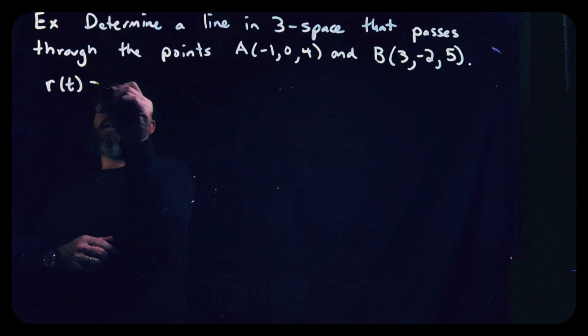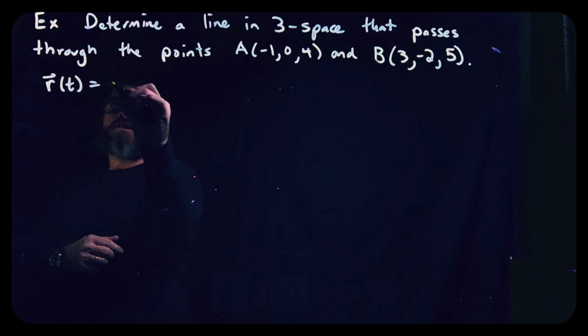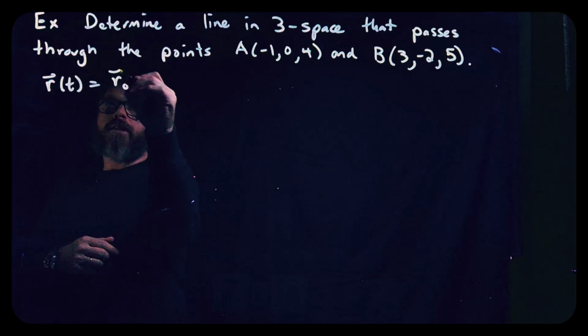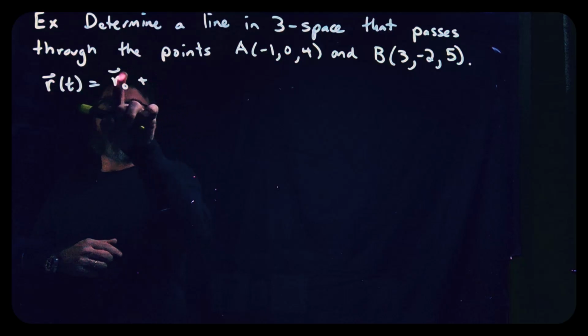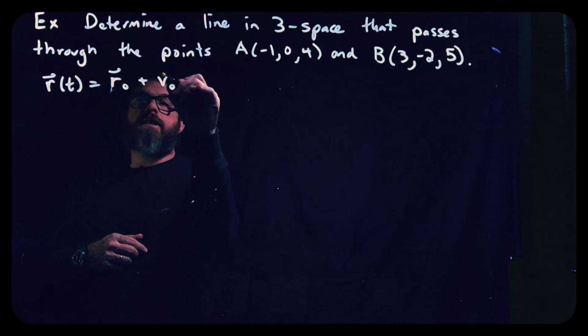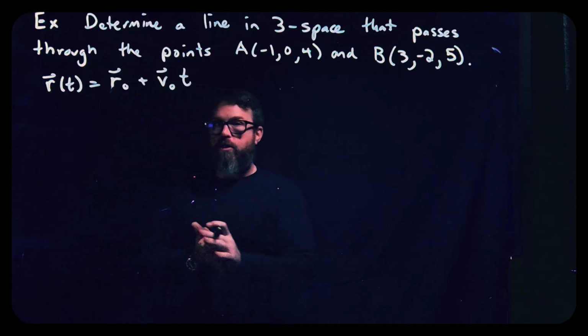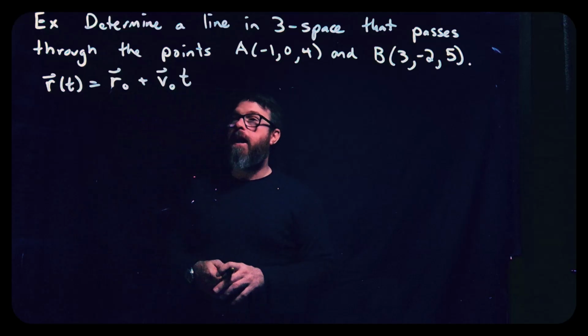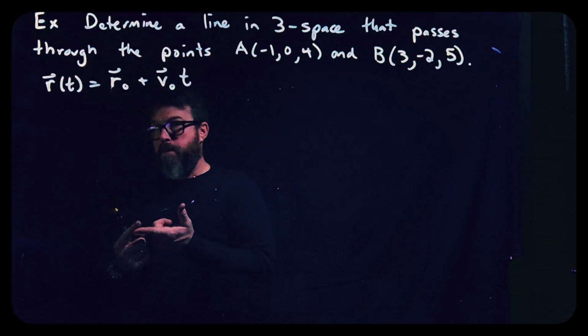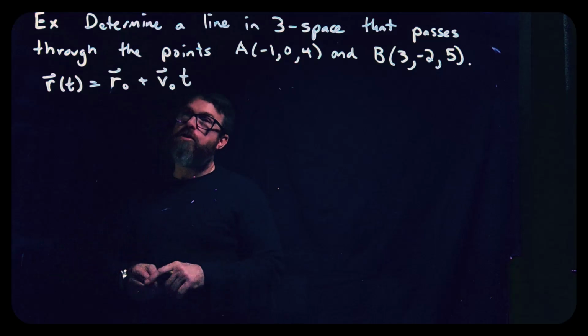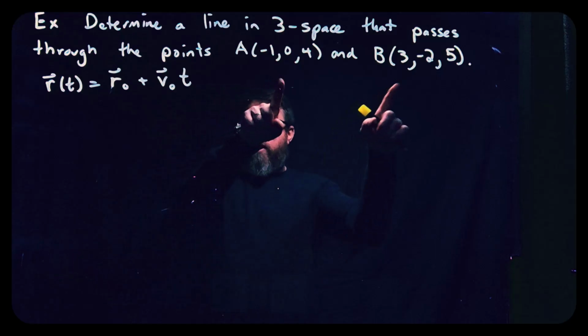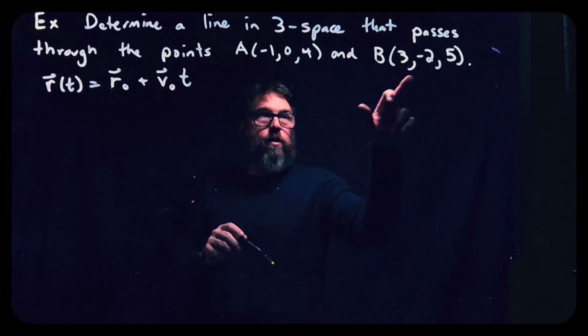r of t is going to be equal to r naught plus, to make sure that doesn't look like a b, r naught plus v naught times t. So what I'm going to need, and I ask students all the time, what 2 things do you need for a line? Well, we're going to need an initial point, and we're also going to need a direction. So our initial point can be any one of these 2. You can use this point, or you can use this point.